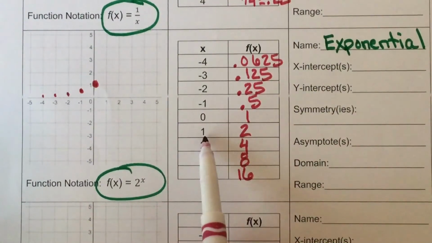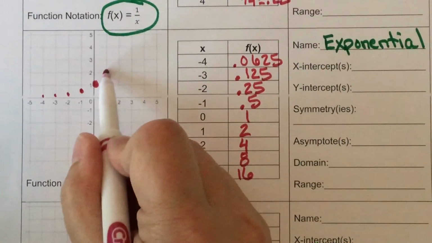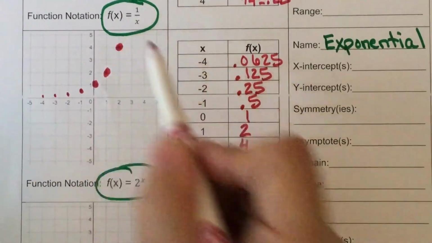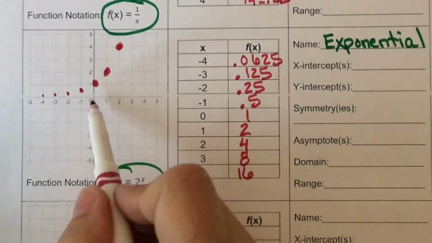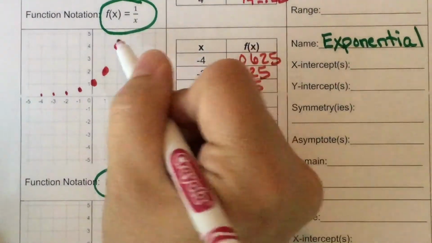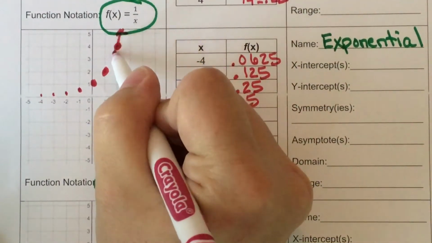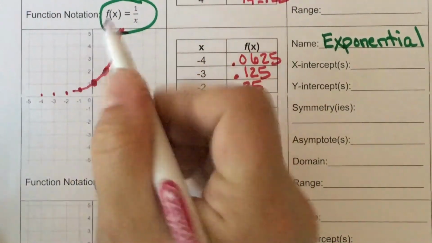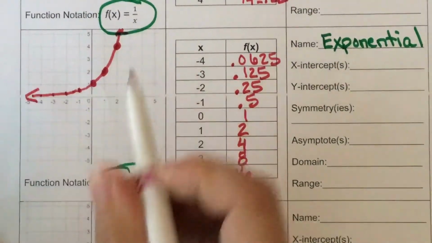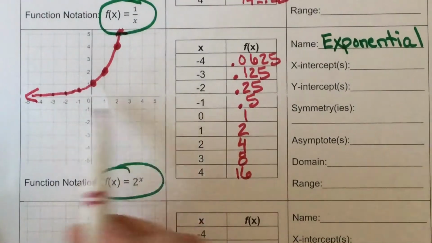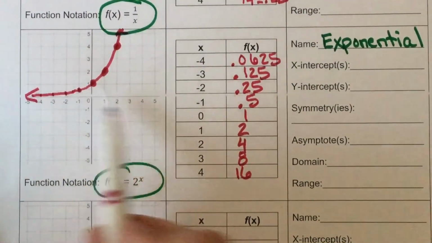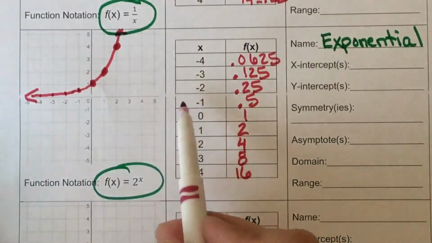0, 1, I go up 1. 1, 2, go right 1, up 2. 2, 4, go right 2 and up 4. 3, 8, I'm going to go right 3 and up 8, which I can't make fit, so I'm going to stop there. Okay, this graph is never, ever going to touch the x-axis. It does touch the y-axis, but it's never going to touch the x-axis. So the x-axis is the electric fence in this problem, and so it's never allowed to touch it or cross it, or it's going to get shocked.